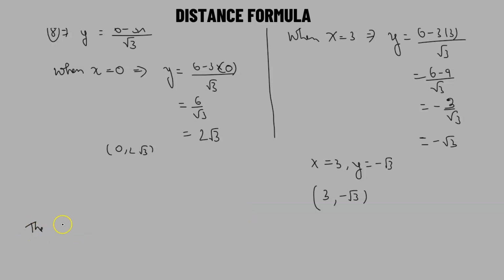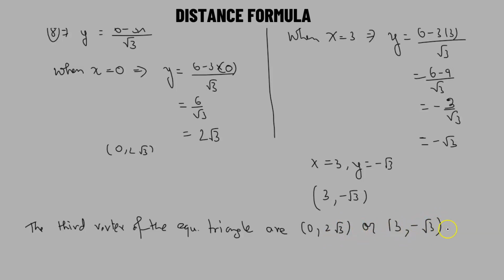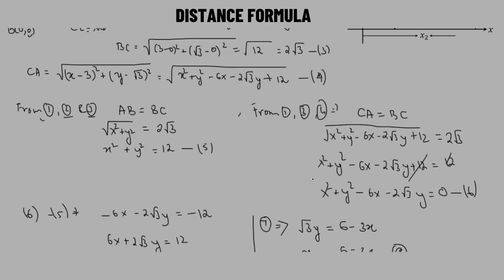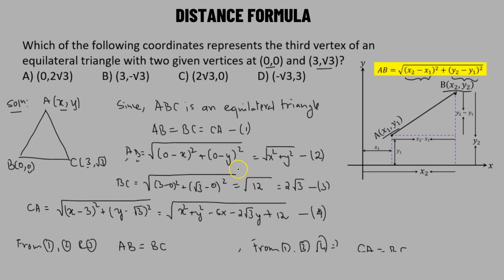So the third vertex of the equilateral triangle will have two possible values. One could be 0, 2 times square root of 3, or the other possibility is 3, negative square root of 3. So let's go to our options. We have one as 0, 2 square root of 3 and the other one as 3, negative square root of 3. So the options A and B are going to be correct.